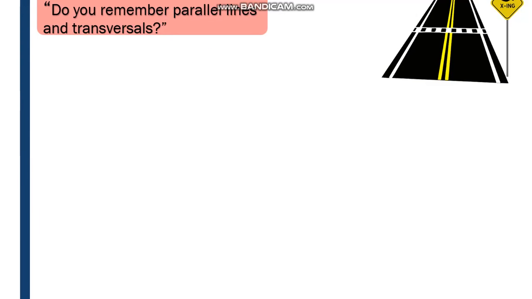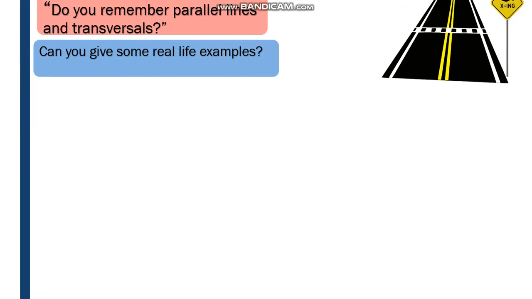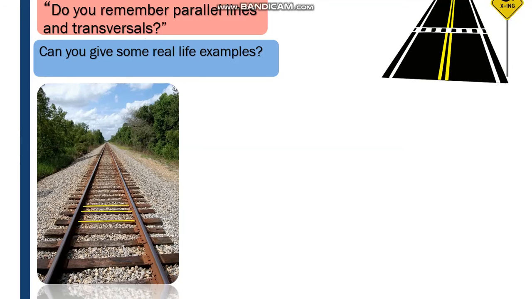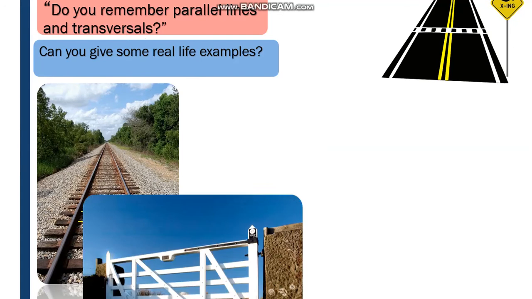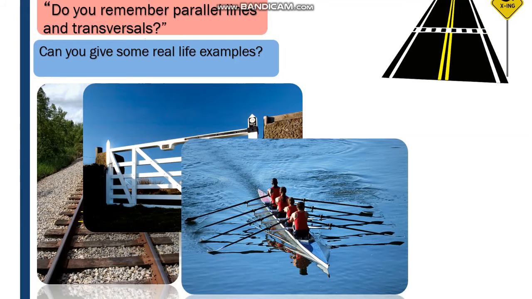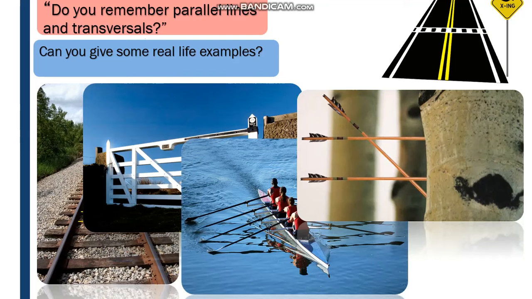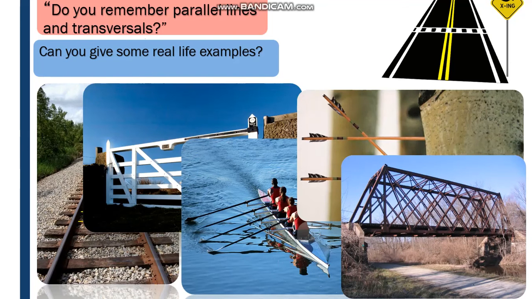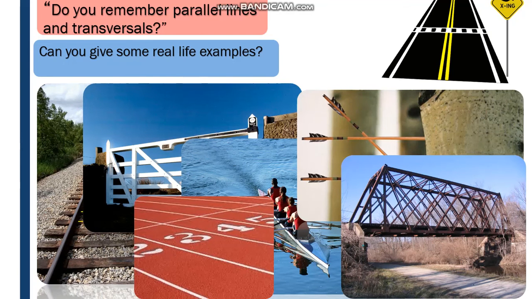Do you remember parallel lines and transversals? I think you are saying yes. Okay, can you give some real life examples? For example, when you are on train race or fence of your garden or when you are in a boat, even if you are shooting arrows or walking on a bridge or running on runway. All these are examples that include parallel lines and transversals.